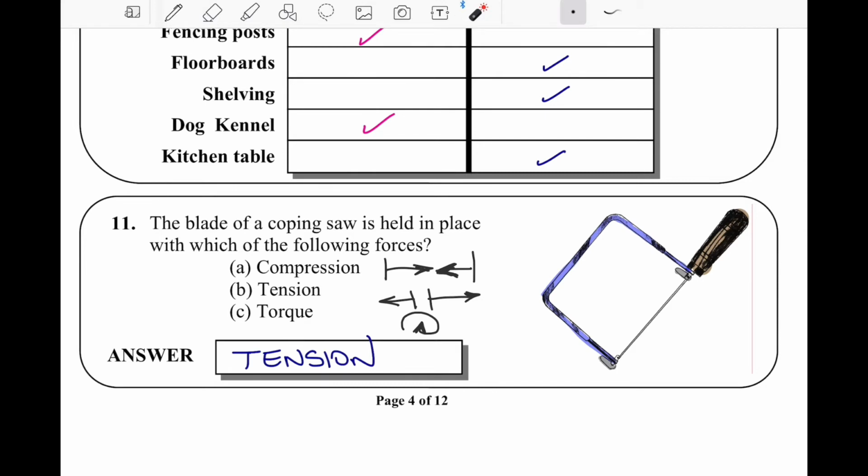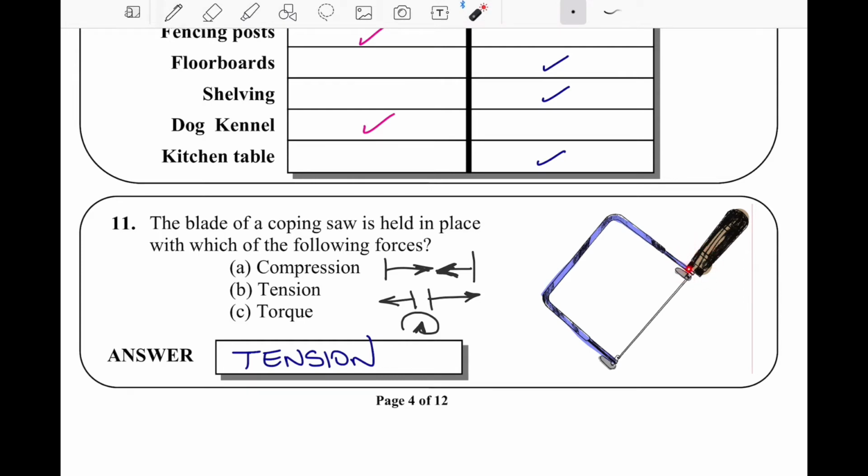The compression one: if the blade was being compressed, it would be pushed together like that. But if I push my blade in together like that, what would actually happen is the blade would curve and it would break again. So it's not that. So we're left with tension, because when you twist the handle, right?